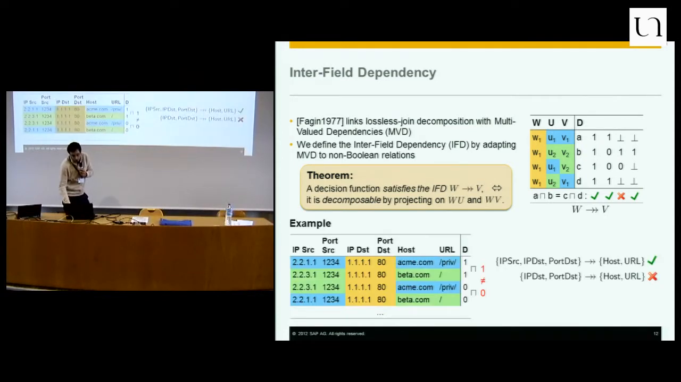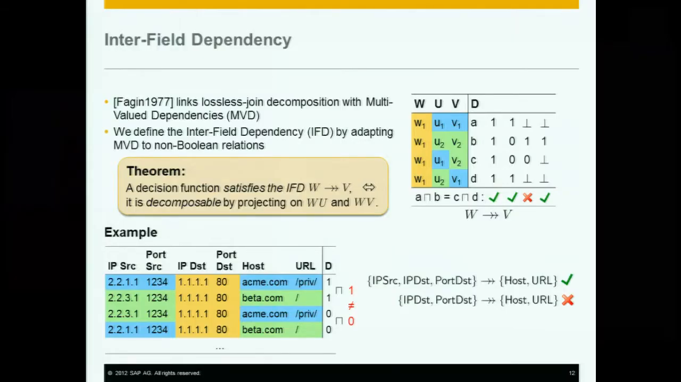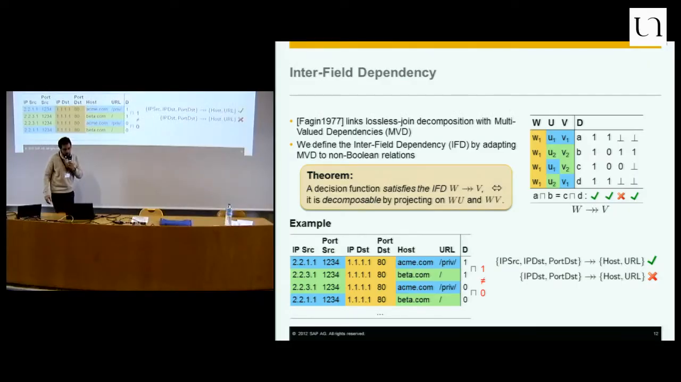So we have an effective condition for decomposability. This is the example. In our running example, we can of course decompose with respect to the original overlapping fields that we have, IP source, IP dest, port dest, because we used them for composing the policy in the first place. On the other hand, if we try to get rid of the IP source, so we try to remove this overlap, for this particular policy we cannot decompose. And this is a counterexample that violates the IFD.